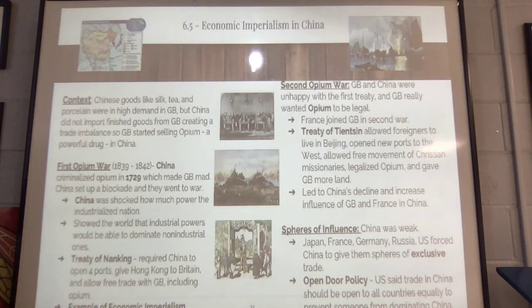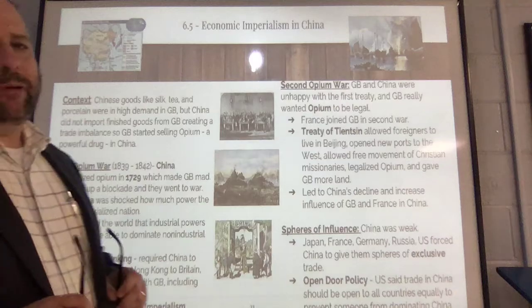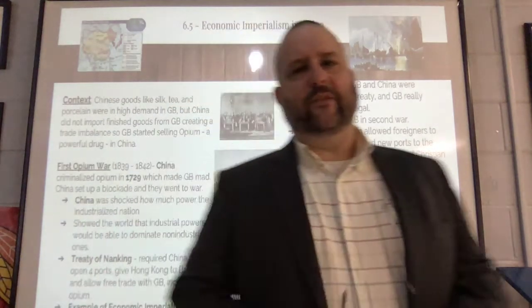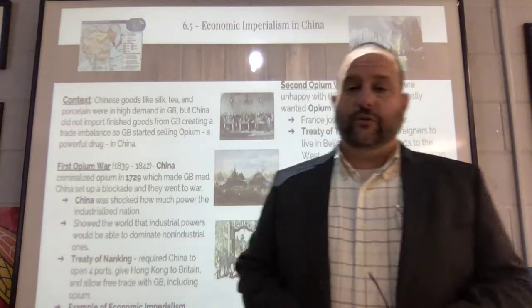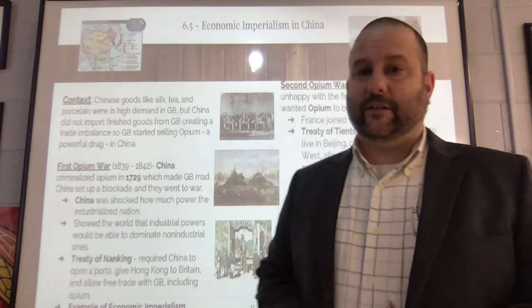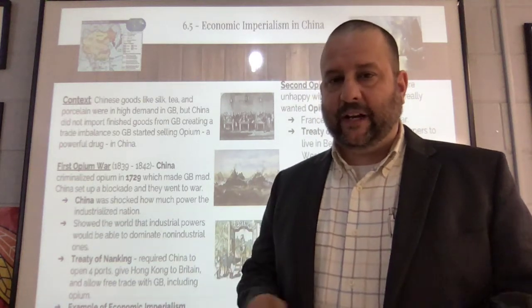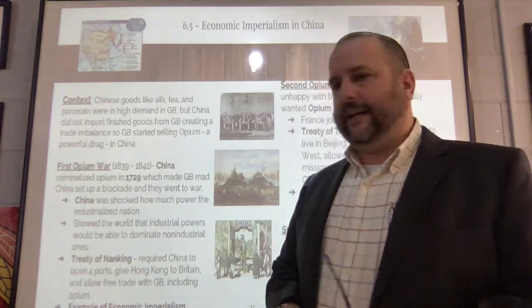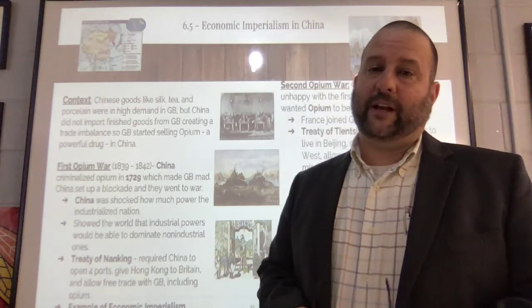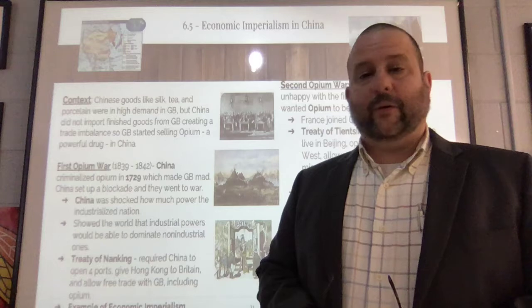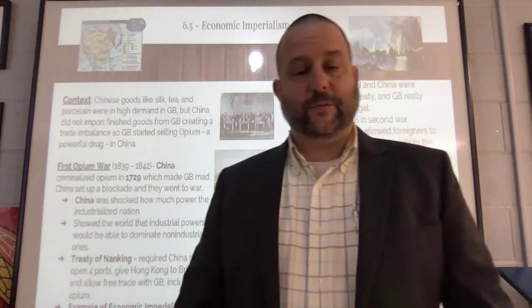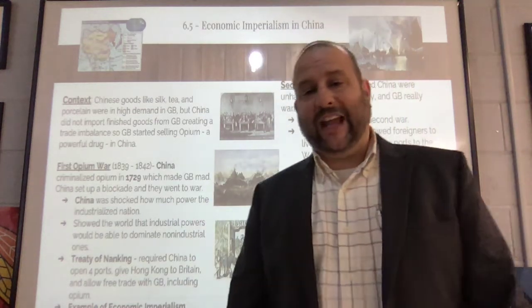Chinese goods like silk, tea, and porcelain were in high demand in Britain, but China did not import finished goods from Britain, which creates a trade imbalance. So Britain, in order to fill the gap, starts trading opium, which is a powerful and highly addictive narcotic. It was used during the Victorian era as a pain medication. It was commonly prescribed by doctors for gout. Well, I say prescribed, there was no such thing as prescriptions, but doctors would ordinarily give that for gout.